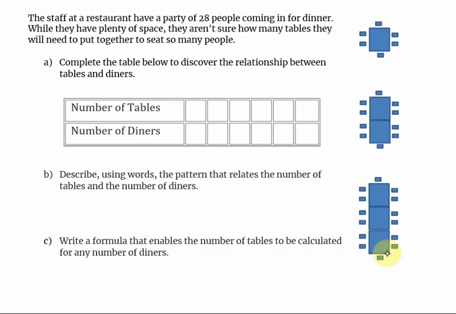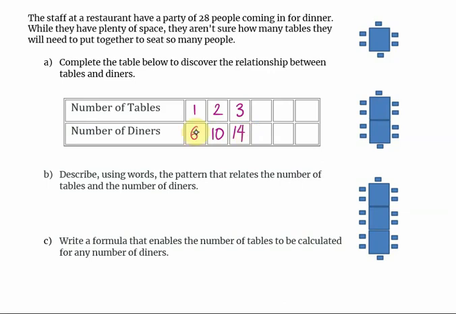And we can see on the right-hand side, there's a diagram of what the tables look like when they're pushed together. An individual table will seat 6, but if you push 2 tables together, you'll lose those seats on the end because now there's connecting tables. Part A of the question says complete the table below to discover the relationship between tables and diners. If we have one table, that seats 6 people. If we have 2 tables, that seats 10 people. If we have 3 tables pushed together, that seats 14 people.